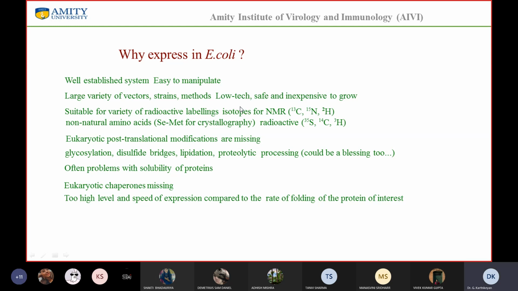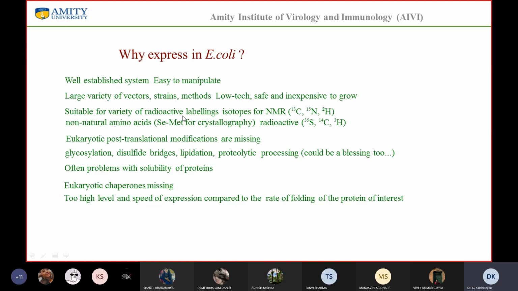As I said, you don't need a very high tech facility, like for Bacillus. All you need is a laminar flow hood and a clean room. You can start working. It's safe. Most important thing is it is safe to work with E. coli, and it is inexpensive to grow. All you do is take an LB broth and E. coli will start growing happily.